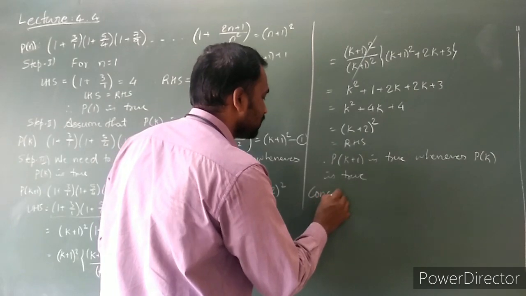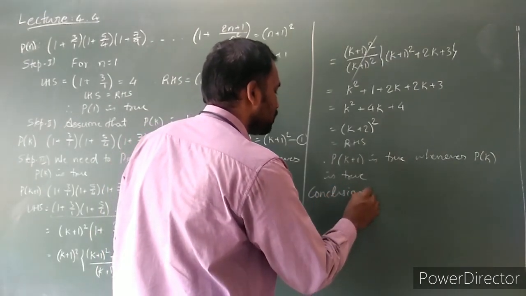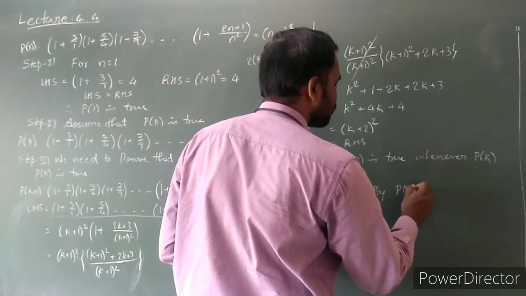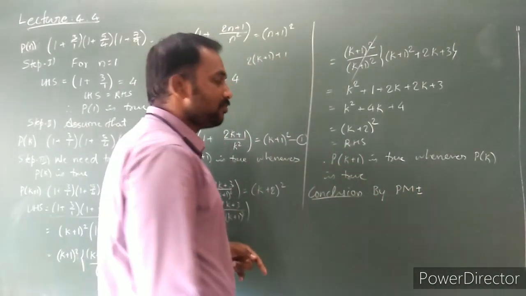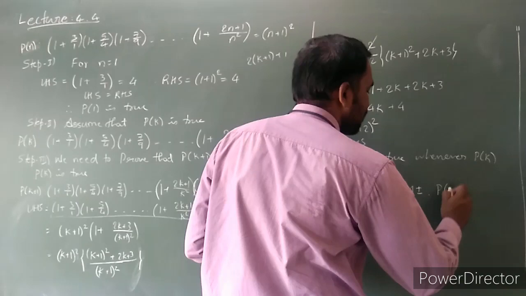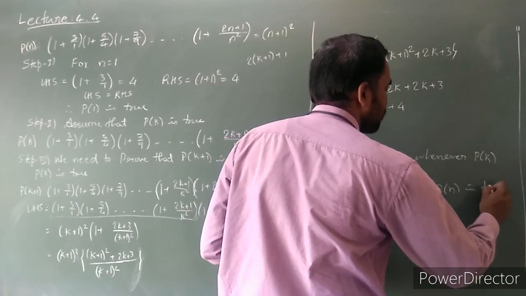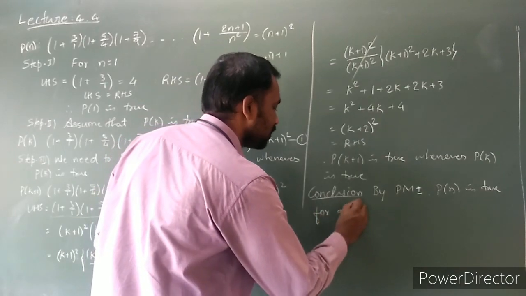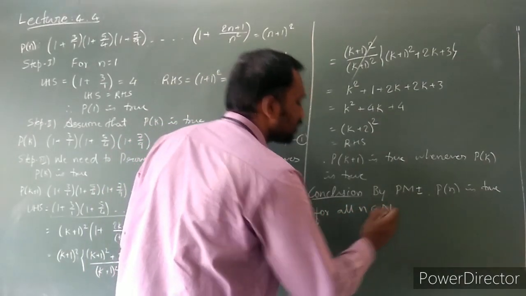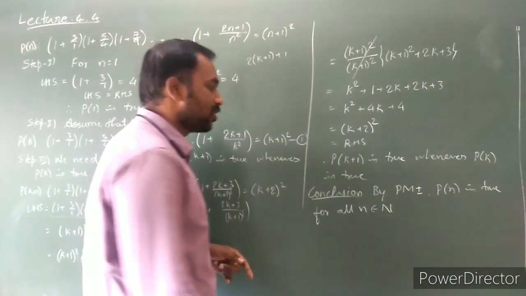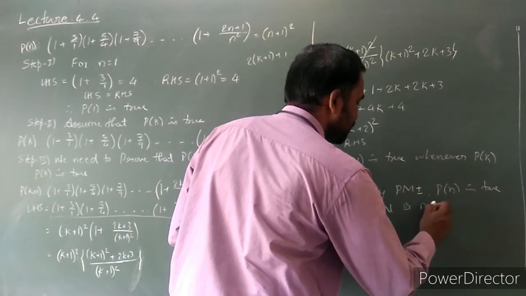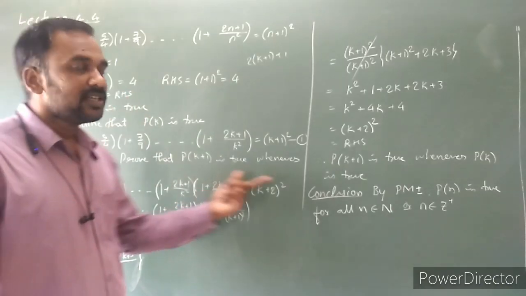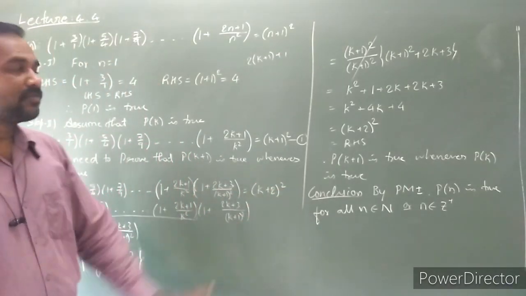So finally, the conclusion. What is the conclusion? By the principle of mathematical induction, P(n) is true for all n belonging to the natural numbers, or else you can say n belongs to the positive integers. That's the solution. Okay, very simple problems.